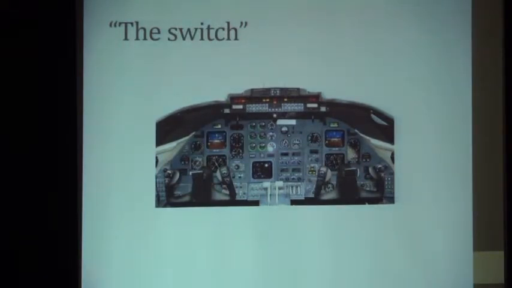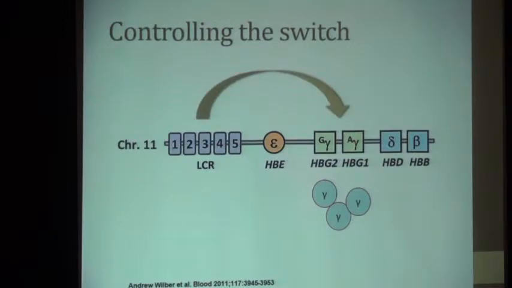It's much more like trying to control an airplane. So in this cartoon, I'm going to try and illustrate a little bit of what we know about how we can control the switch. So this is the beta globin cluster on chromosome 11. We've got 5 enhancer sites, which make up the locus control region. We've got our gamma globin genes, and we've got our beta globin gene.